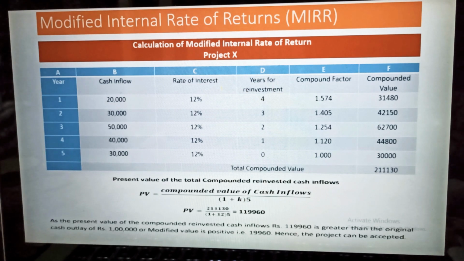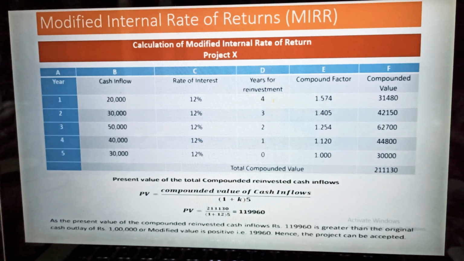Then in section D, you can see here the year of reinvestment. See, when you receive this 20,000 in first year, after that for how many years can you reinvest this 20,000? It is very simple to see the remaining years. This project is basically for 5 years, but after 1 year you are getting this 20,000, means you can reinvest this 20,000 again for 4 years. So total 5 minus 1, it will come 4 years in case of 20,000.